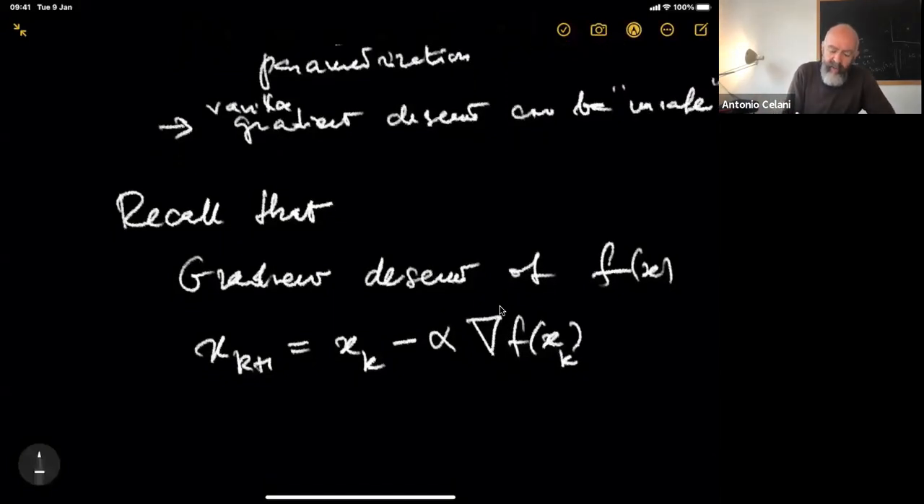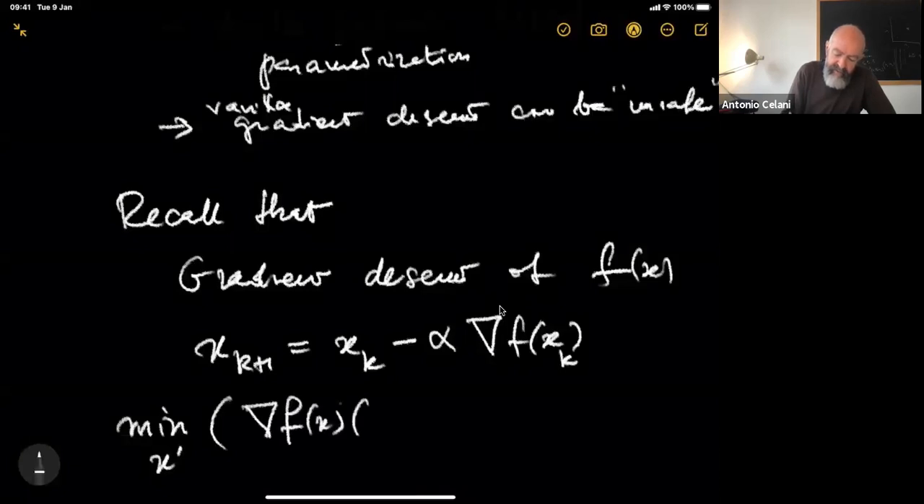You can rewrite this problem in the following form. You want to find the minimum, sorry, not the maximum, but the minimum, over all x prime, of the gradient of f at x_k times (x prime minus x_k), with some parameter alpha in front, plus some penalty, which is the squared distance between x prime and x_k.